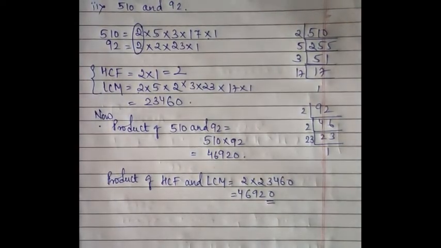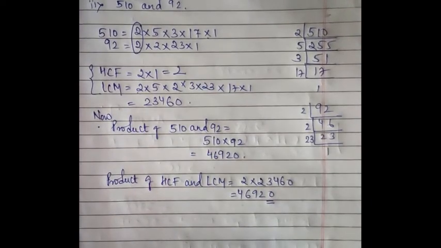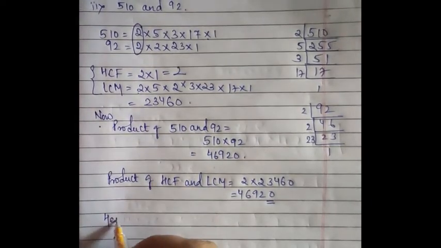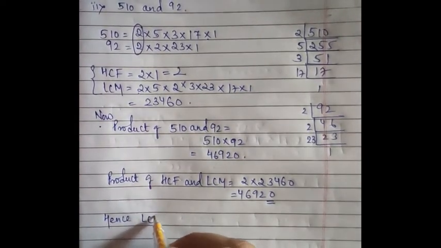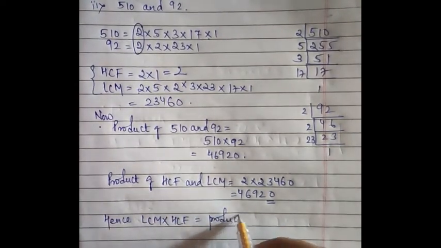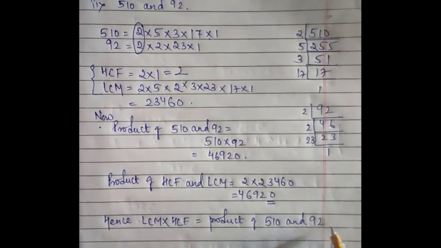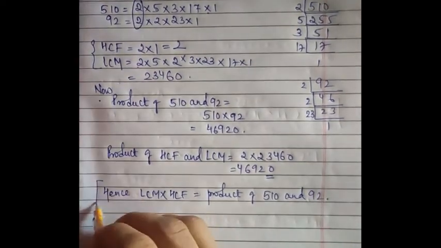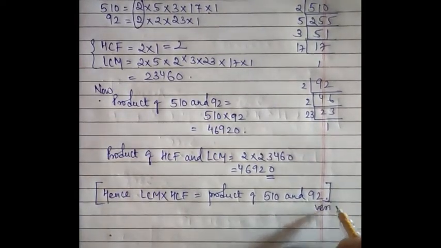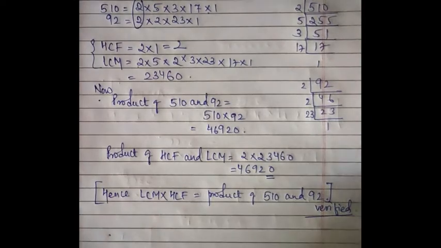Okay, so you can see the product of 510 and 92 and the product of HCF and LCM are matching, so we can write hence LCM into HCF is equal to the product of 510 and 92. Alright, so this is verified again. Alright, so similarly we will solve for number 3 also.